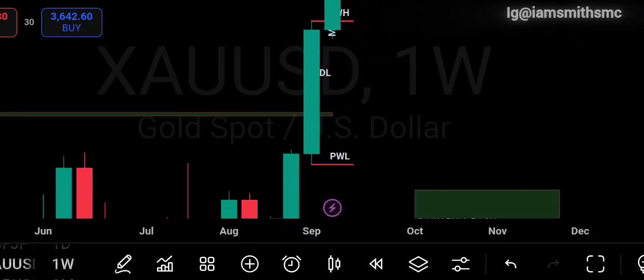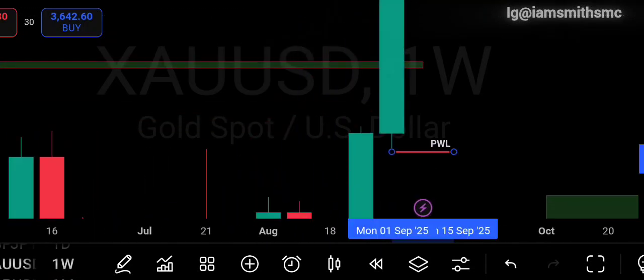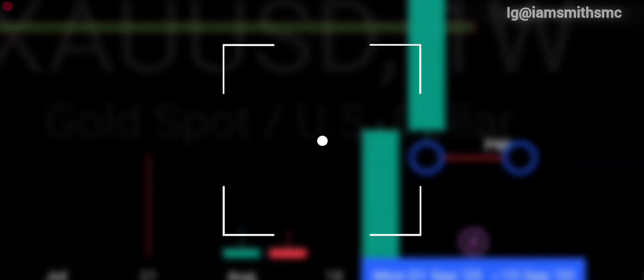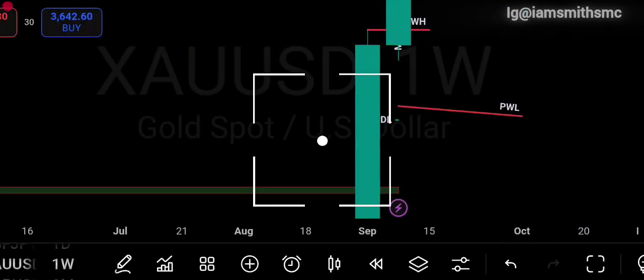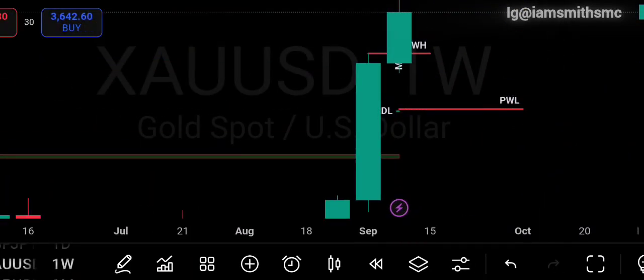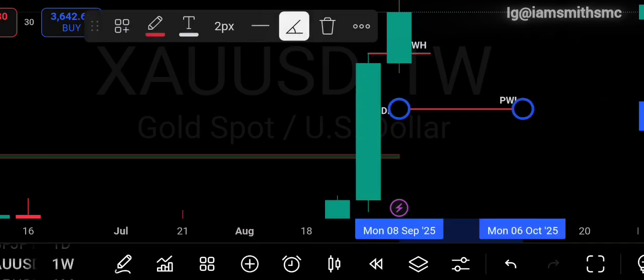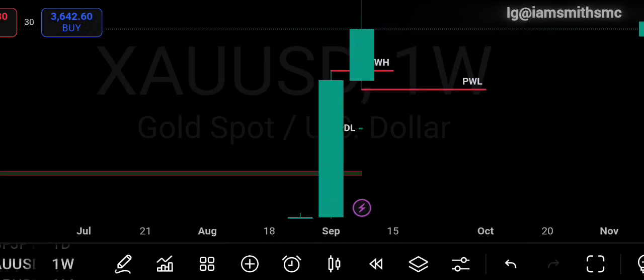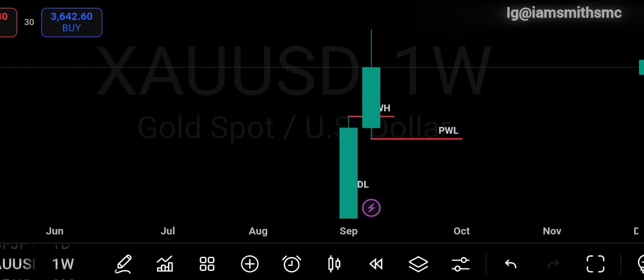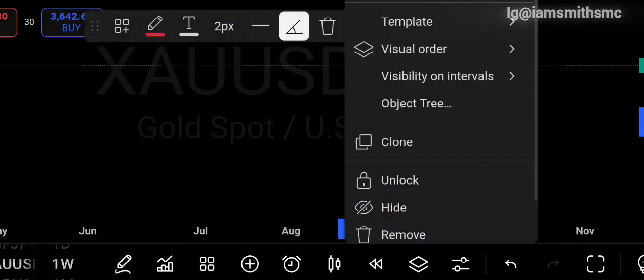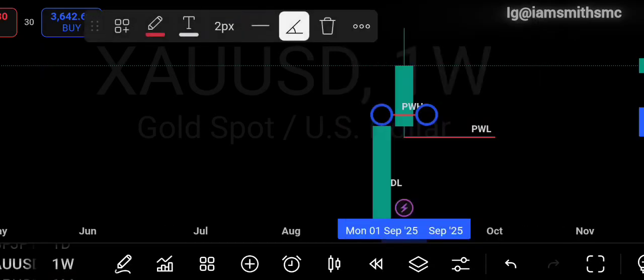So this is practically how I do my analysis. What I will just do here, I'm going to bring in the previous weekly high. Let me delete all those things. Let me put it under here. Then the previous weekly low, sorry.